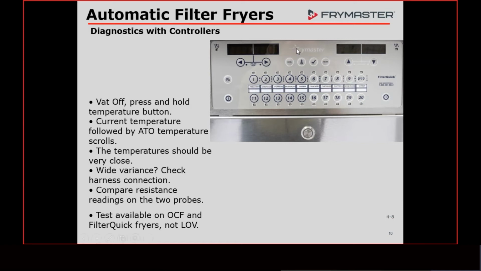All right. So what they did is they wrote the software accordingly. If you press and hold this with it saying off on both sides, if you press and hold that temperature button for 3 seconds, it's going to give you the ATO temperature and the AIF temperature. And whenever the fryer's on, if you press the temperature button, it will give you the set temperature. They're in the same oil, they should all be the same temperature.